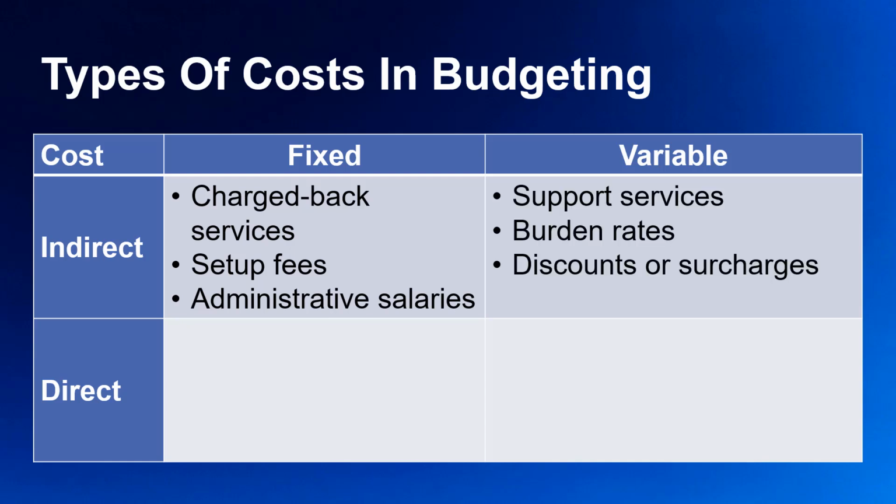Indirect variable costs are items that change based on how long the project is run or how many products you make. These often come as support services costs that change based on the number of people on your project or number of invoices issued or burden rates that fluctuate with the quantity of products. In addition, there might be fixed costs that become variable. For instance, administrative salaries that change based on the total hours used. Maybe once you hit a threshold you are charged more, or you get a volume discount.